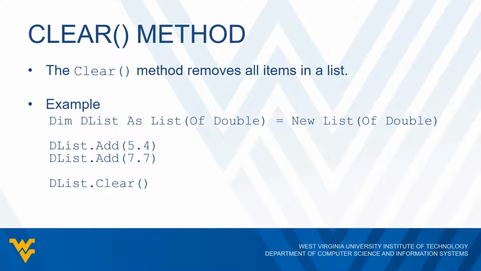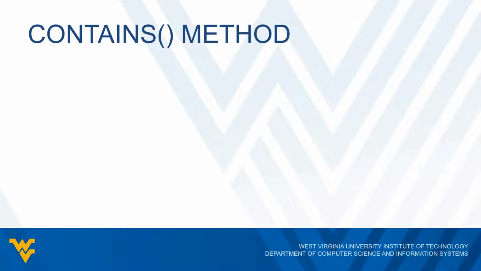So let's say we have the following code. Here we're creating a list of doubles. So we have dlist, and we set it equal to new list of double. We add 5.4 and 7.7 to our list, and then we call the clear method. What this does is, afterwards, dlist is now going to be empty. If you were to try to access elements in the list, it's not going to work because we wiped out all the elements in there.